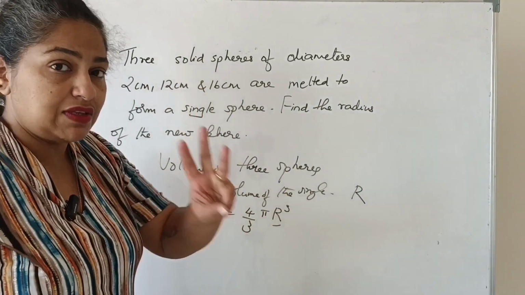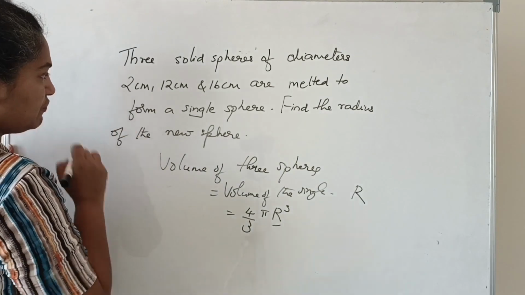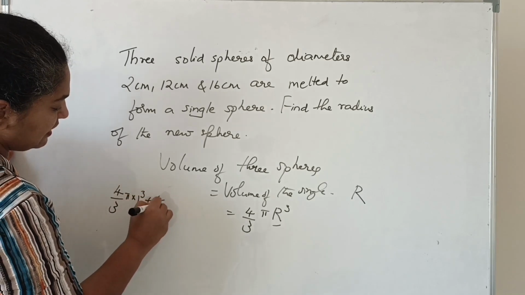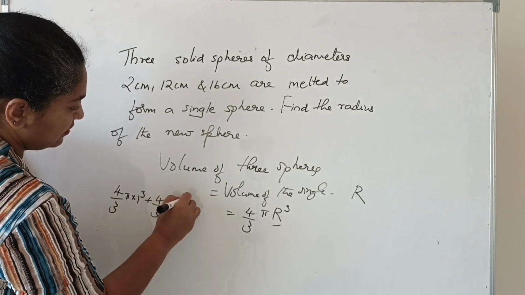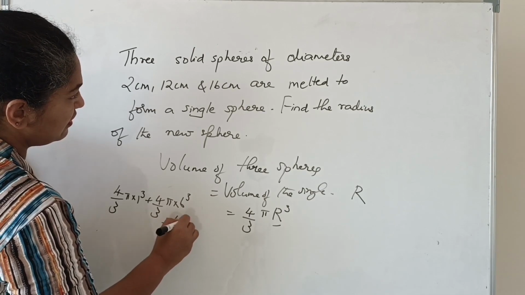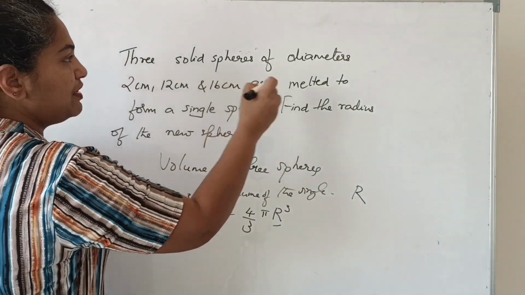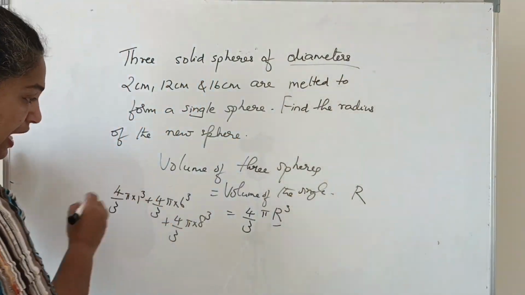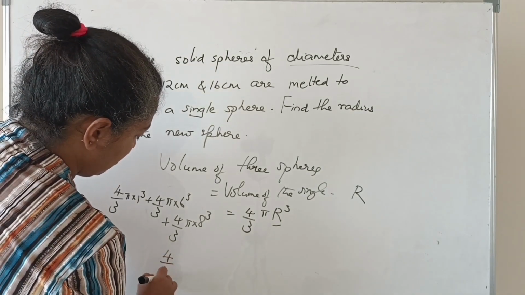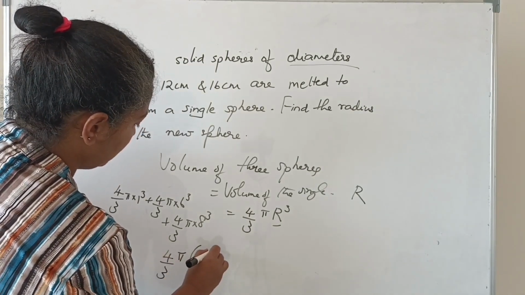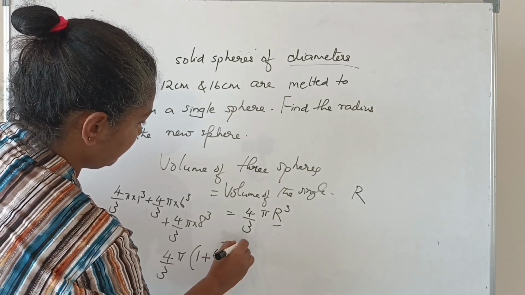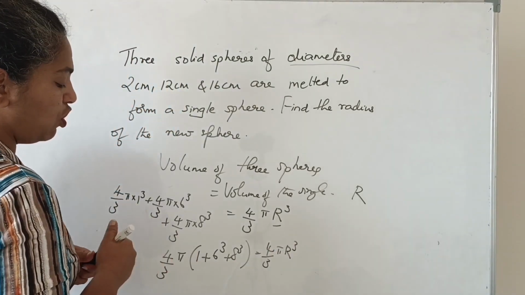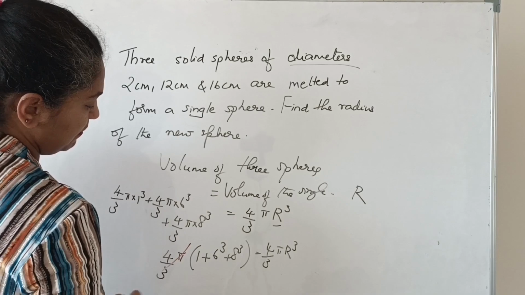Now, what is the volume of the three solid spheres? So, the first sphere has a radius of 1. The second sphere has a radius of 6 and the third sphere has a radius of 8. So, please always check whether it is a radius or the diameter that is given to you. Okay. Now, I will be taking out the common factor which is 4 by 3 pi. I get 1 cube plus 6 cube plus 8 cube. That is equal to 4 by 3 pi r cube. I can cancel out the common factors which is 4 by 3 pi.